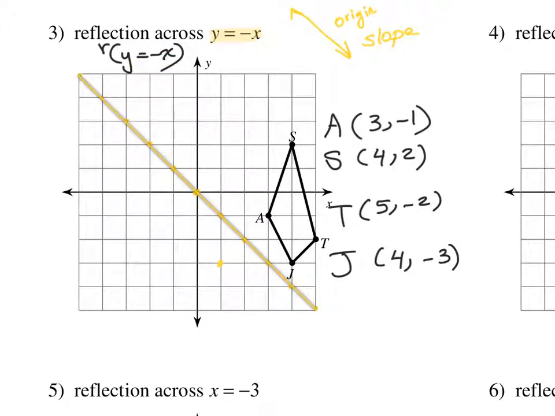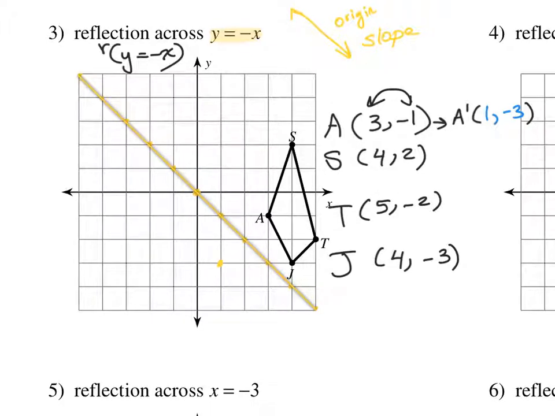opposite. So for example, A prime in this case, I need to flip those two and make them opposite. So instead of -1, I put 1. Instead of 3, I put -3. So see what I'm doing? I'm flipping them and I'm taking the opposite of those. So that's what y equals -x means.